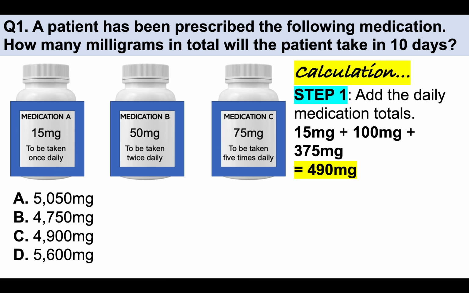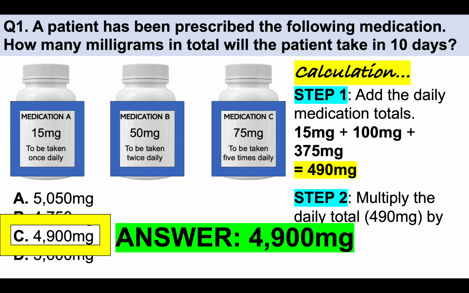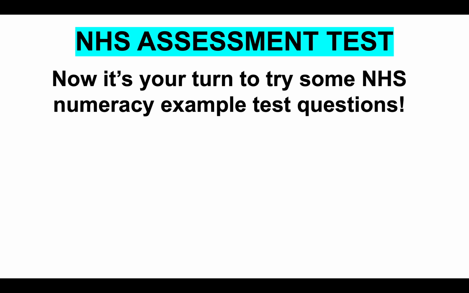However, the question says, how many milligrams in total will the patient take in 10 days? So all we need to do, step 2, is multiply the daily total of 490 milligrams by 10 days to get the answer C, 4,900 milligrams.